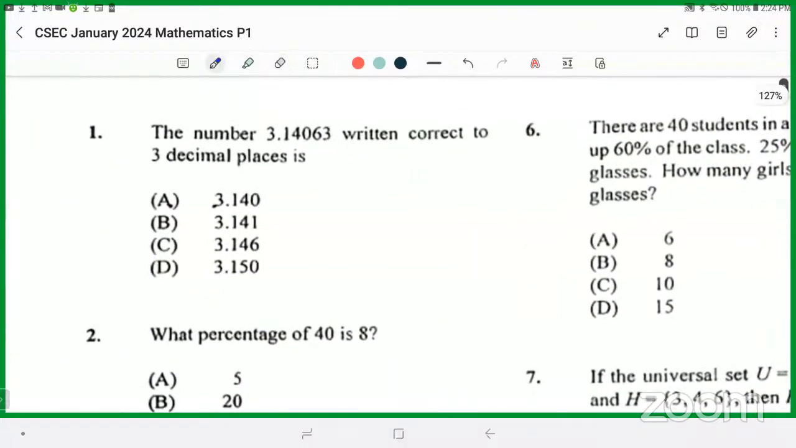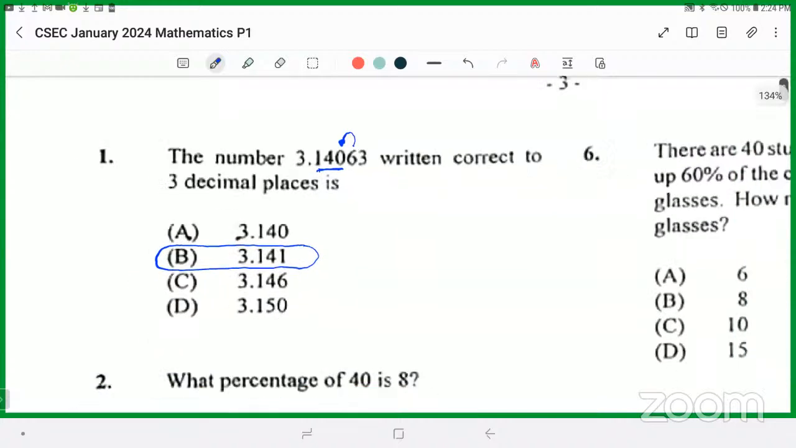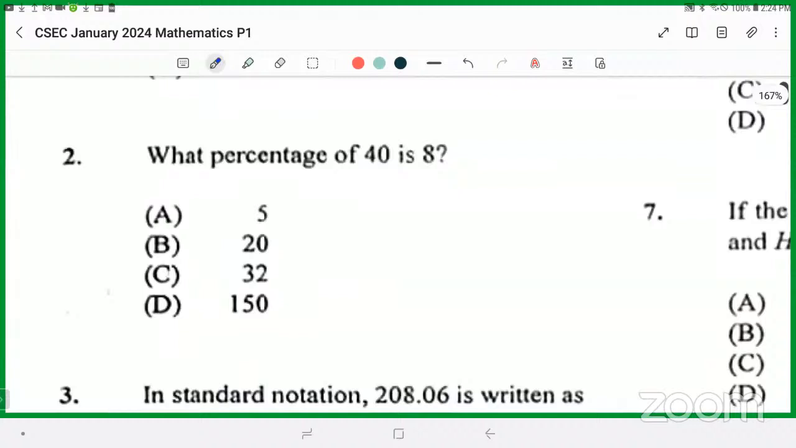The first question here says we are to write this number to 3 decimal places. All right, so these are our 3 decimal places. Correct the 3 decimal places. We're using this 6 to correct that, and so that 0 becomes a 1. So this is the answer. Nice and easy.